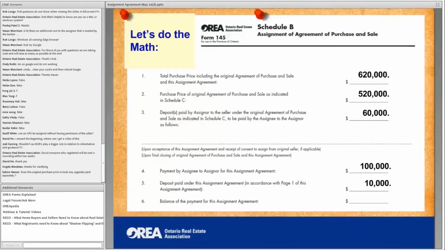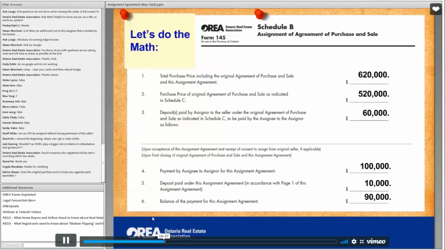The deposit paid under this assignment agreement in accordance with page 1, $10,000, leaving a balance of the payment for this assignment agreement of $90,000. So I think in clarity, there's a body in the middle identifying how that original deposit will be dealt with. Short of that to be clarified, the math works out nice and straightforward. I've tried to use fairly straightforward numbers there. If we have questions, we will pick up on it again.